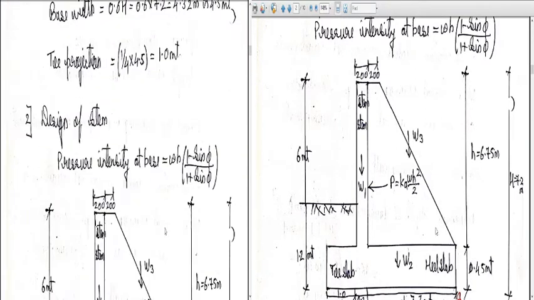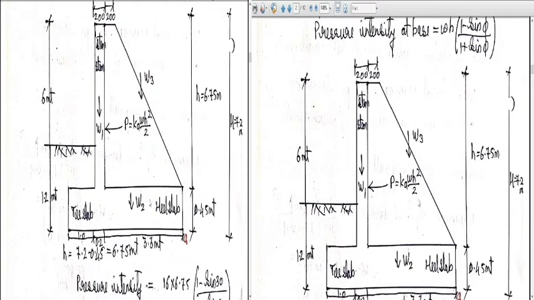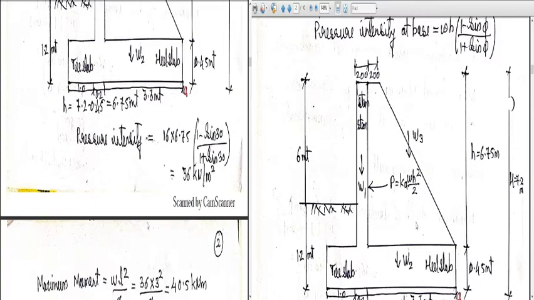Now, initially this was the dimension decided. The stem was 200 mm by 6.75 meter. Then the base slab: the heel slab was 3.3 meter by 0.45 meter. The toe slab was 1 meter by 0.45 meter, and the counterforts had a width of 200, so 220 plus 220, 440, and it tapers towards and joins here. So this was how the counterfort was dimensioned.